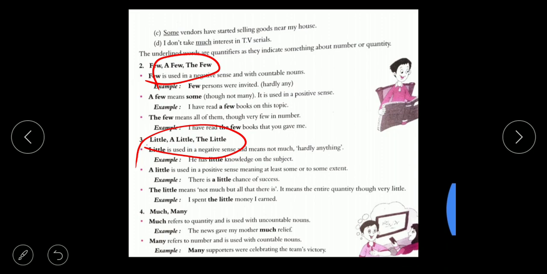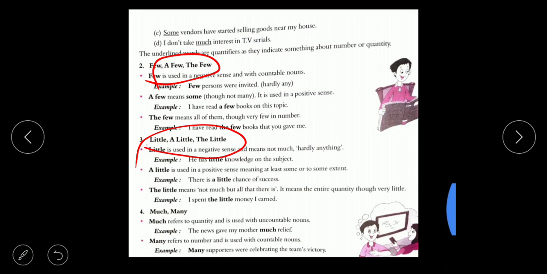Few is used in a negative sense. Okay, like example, few persons were invited. Few means almost none, hardly any. Few persons were invited, here negative sense. A few means some, though not many but some, in positive sense. I have a few books on this topic. A few means some, a small number, and few means almost none.